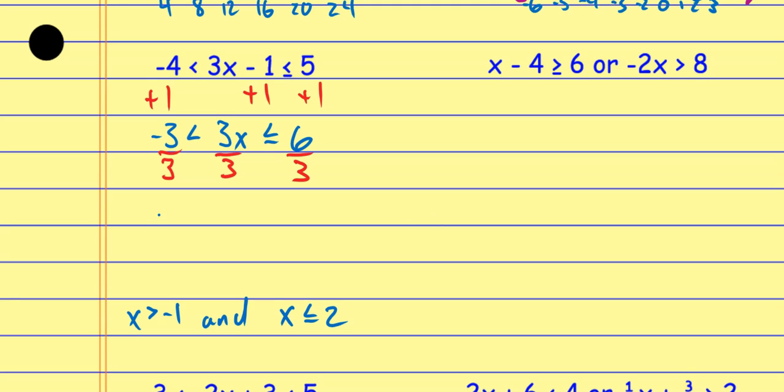And so over here, I get the negative 1. In here, I have the x. Over here, I have the 2. I didn't divide by a negative, so I leave the inequalities, the symbols the same. And these are my 2 versions of the answer.